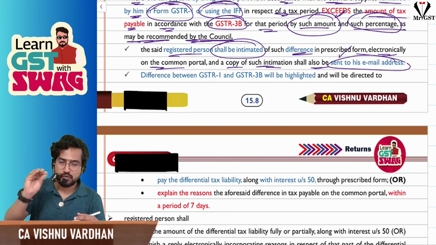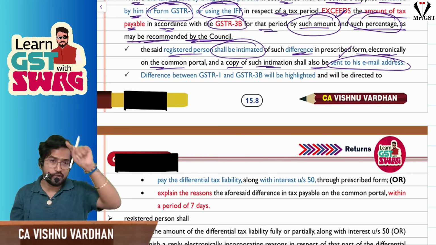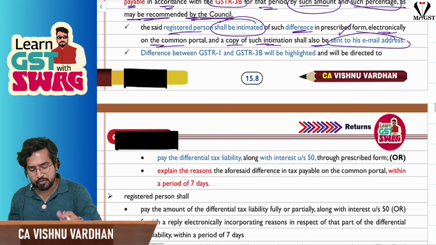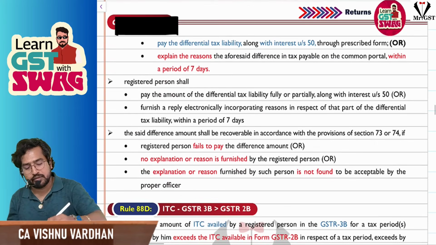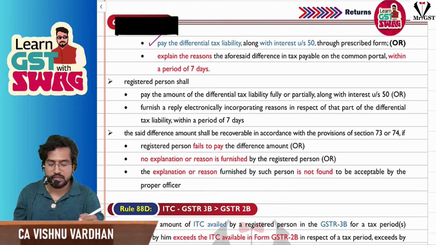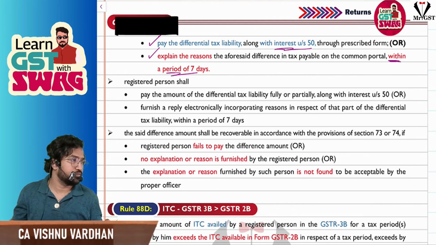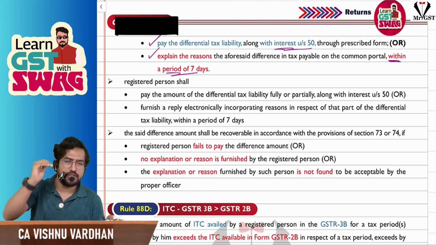So for that registered person, if there is a difference, you should inform. You will give the notice on the portal, and also send a copy to the email in the prescribed form. Directed to what? Pay the differential tax liability along with interest under section 50 through the prescribed form, or explain the reasons within 7 days. Either you pay the differential tax with interest and be done, or you give your explanation and reasons.